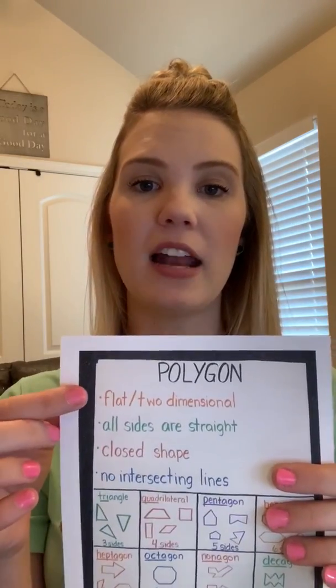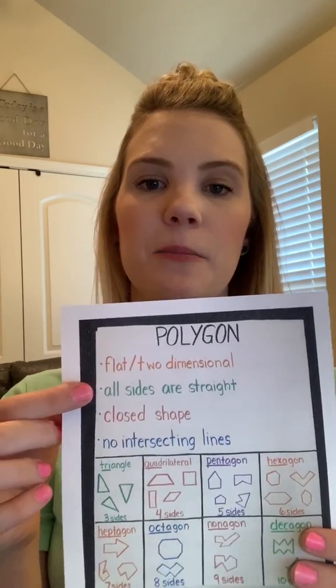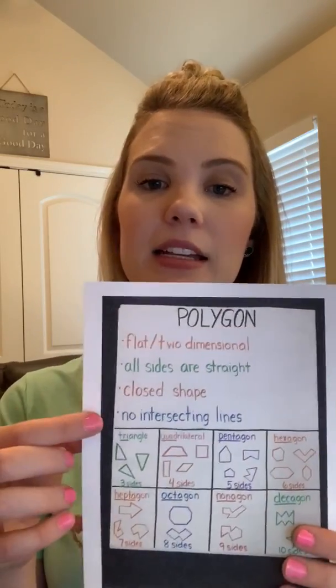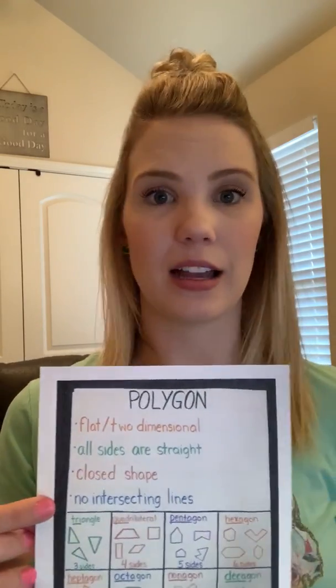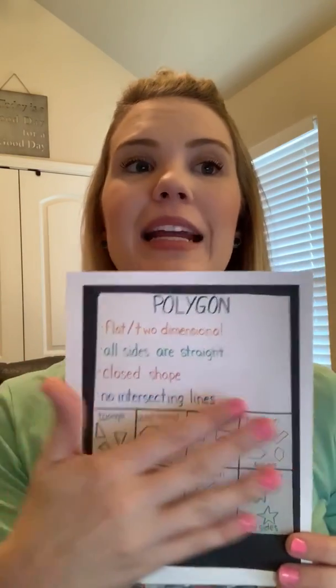So they have to be flat or 2D. They have to have 3 or more straight sides. It has to be a closed shape, so it can't be open, okay? And it can't have any intersecting lines within the shape. So there are a whole bunch of different shapes, and this is just a few of them.